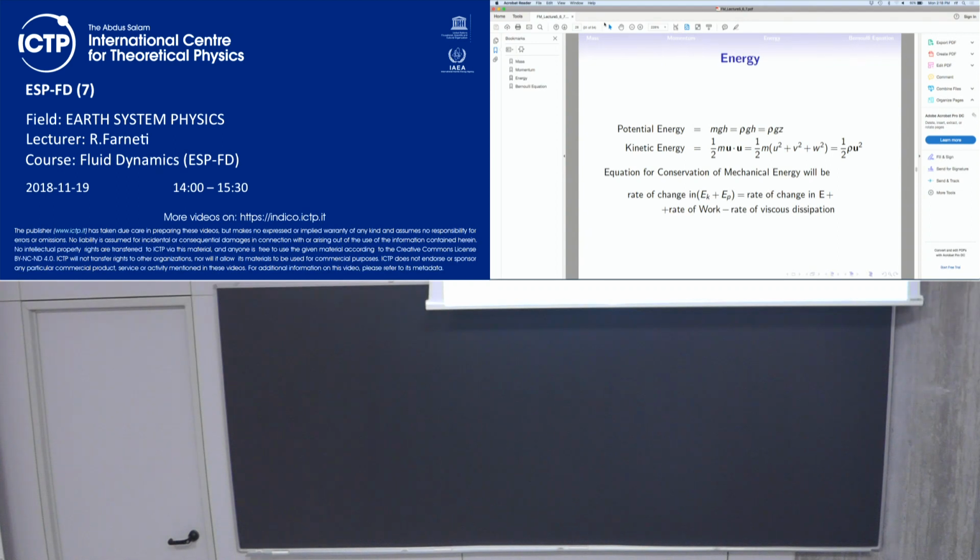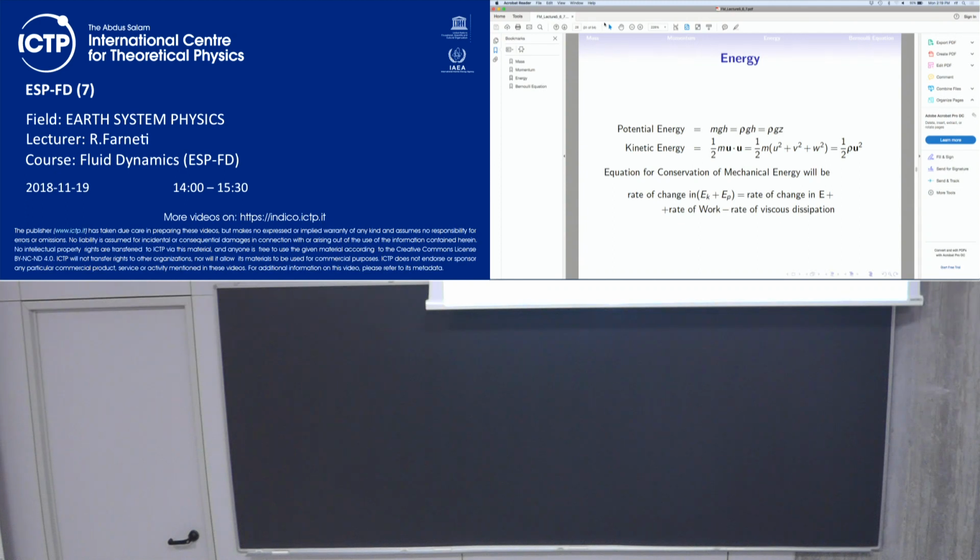So we just define potential energy as mass times the gravitational force times h, whatever height your fluid is. And then the kinetic energy per unit mass is half of rho u squared. Okay? And so we'll derive the conservation of mechanical energy as usual.